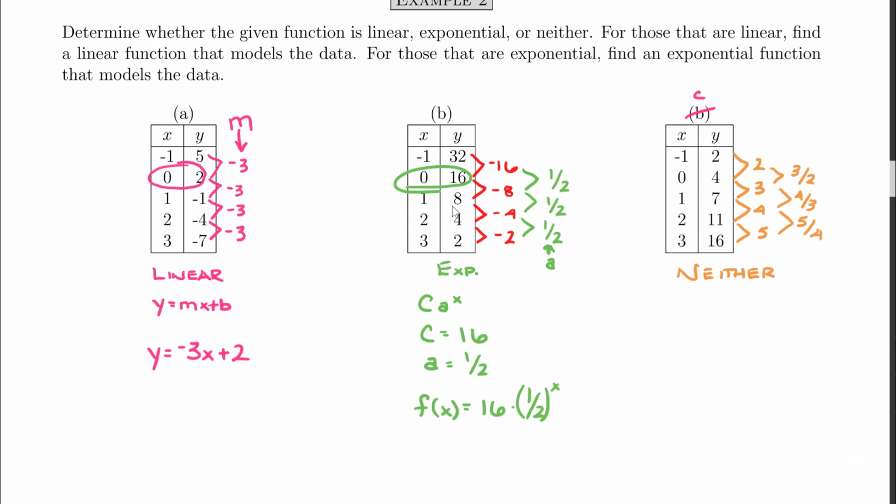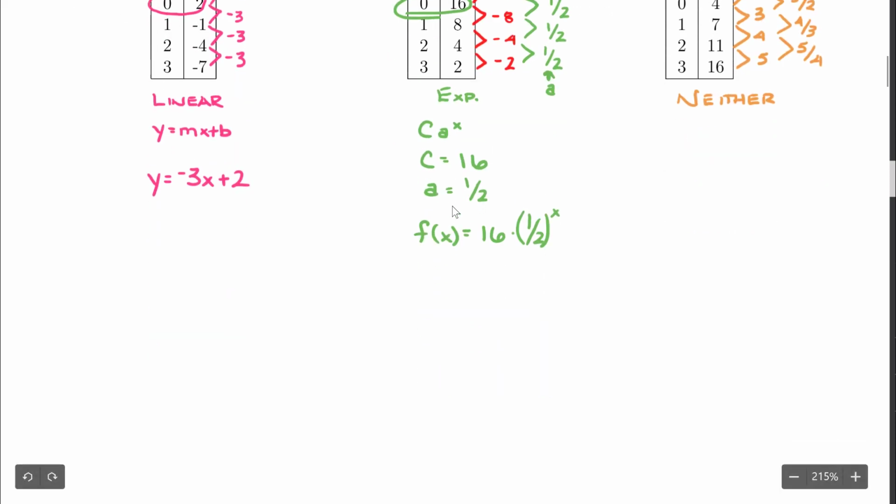So you're just looking for if the difference is constant between the y values, then it's linear. If the ratio of the differences is constant, then it's exponential. Otherwise, it is neither linear nor exponential.